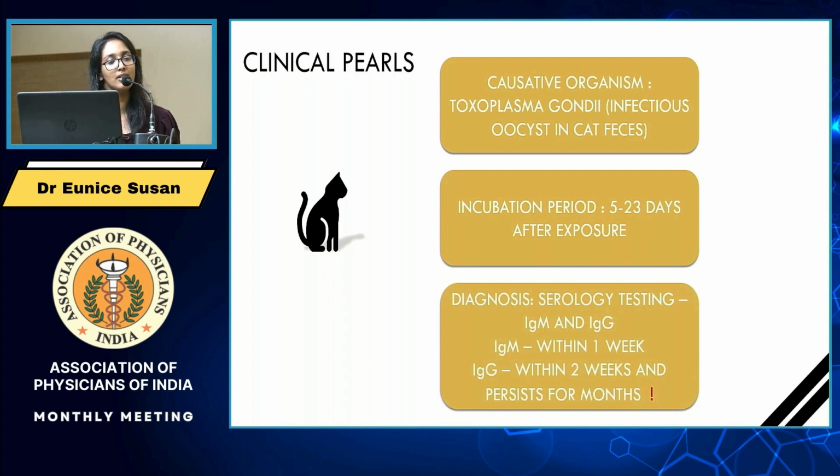The causative organism, Toxoplasma gondii, and the host is a feline. Incubation period of 5 to 23 days after exposure. Diagnosis is by serology testing of IgM and IgG. IgM is usually positive within 1 week of exposure, IgG within 2 weeks and persists for months. But here we should note that when IgM is positive but IgG is negative, even after 2 to 3 weeks of exposure, IgM can be considered as a false positivity, which is why IgM and IgG needs to be positive in my patient.